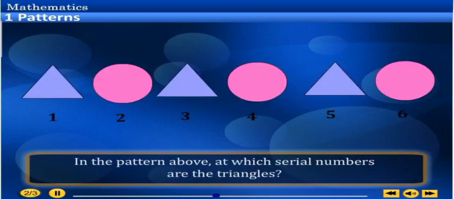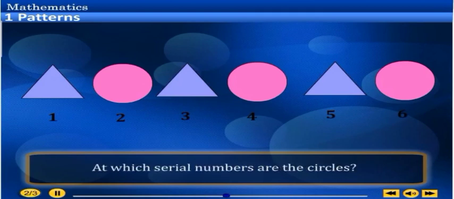In the pattern given below, each figure has been given a number. In the pattern above, at which serial numbers are the triangles? At which serial numbers are the circles?